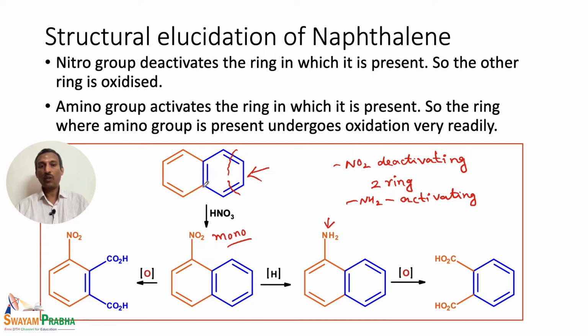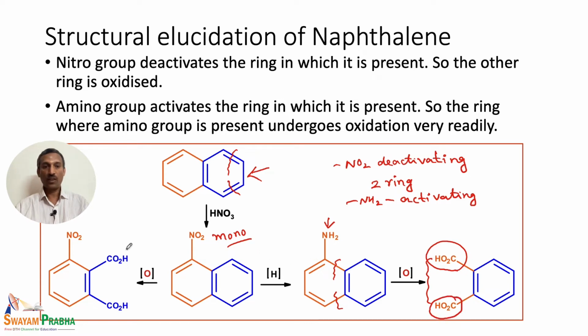So if we look at the nitro and amino derivatives, in these two cases the nitro deactivates, so that ring is not oxidized, while the amino group activates that particular benzene ring. So this particular ring is broken. That is the reason we end up with the phthalic acid as shown here. This is an unsubstituted phthalic acid which is obtained by the oxidation of amino naphthalene. So these two reactions clearly tell that there are two rings present, and since we are getting phthalic acid, the two carboxylic acid groups are in the ortho position.